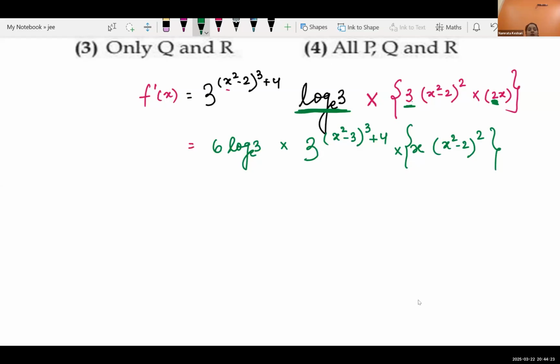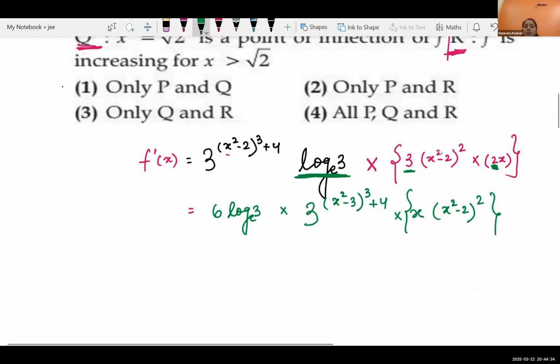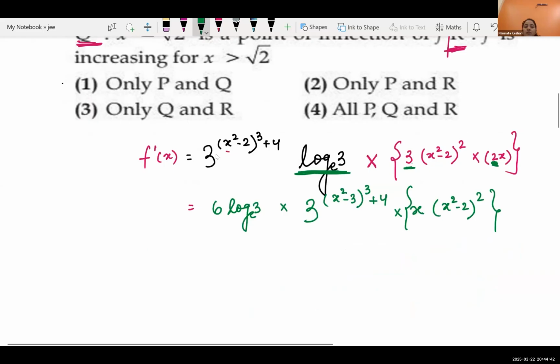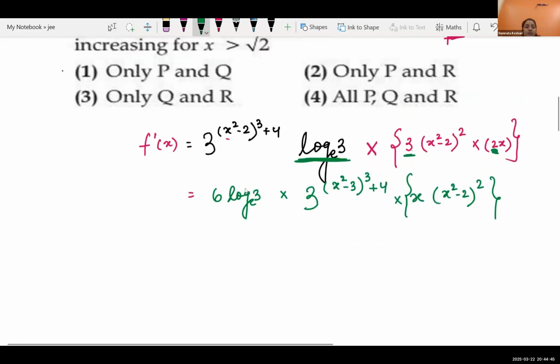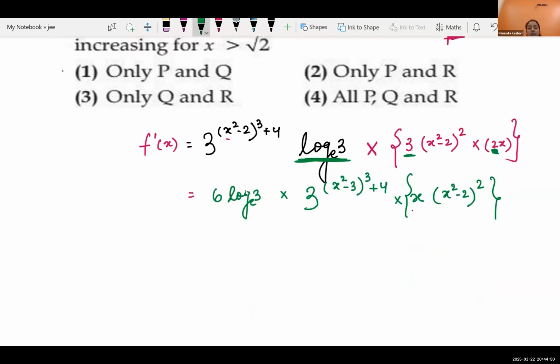And we have to check whether this x equals 0 is the point of local minima or not. Local minima, we already understand. If we want to check whether it is a critical point or not, we can check by substituting x as 0. You can see x is there as a factor, so once we put 0 over here, everything will become 0. And yes, it can be the critical point, right?